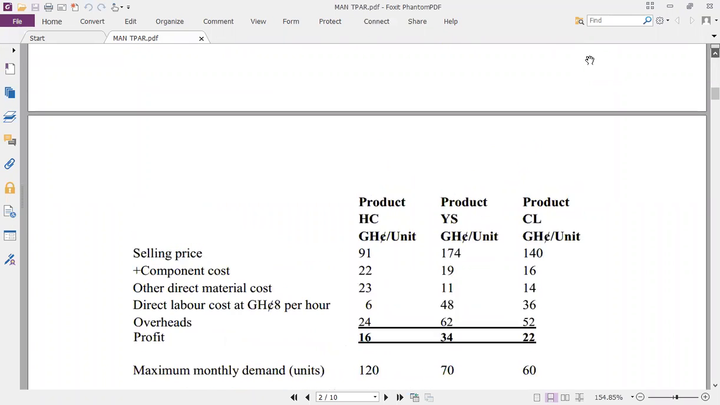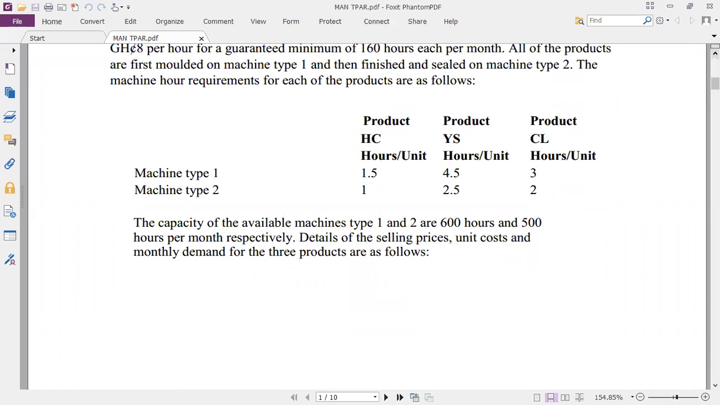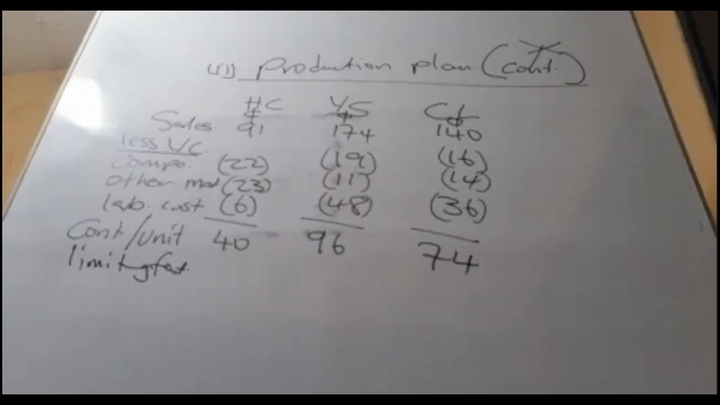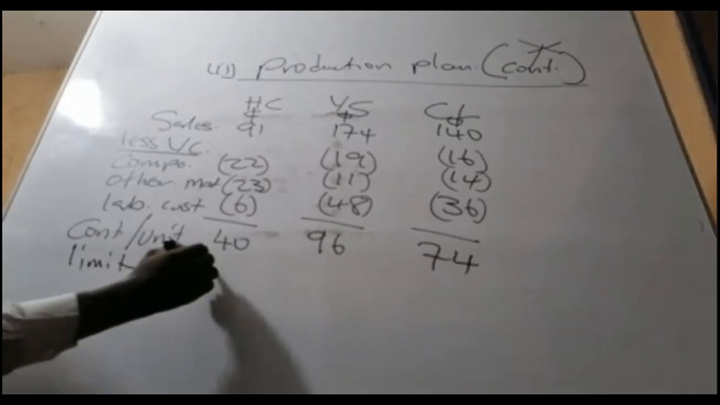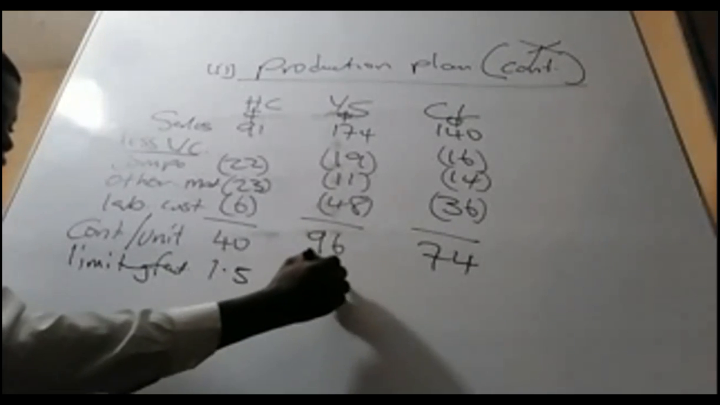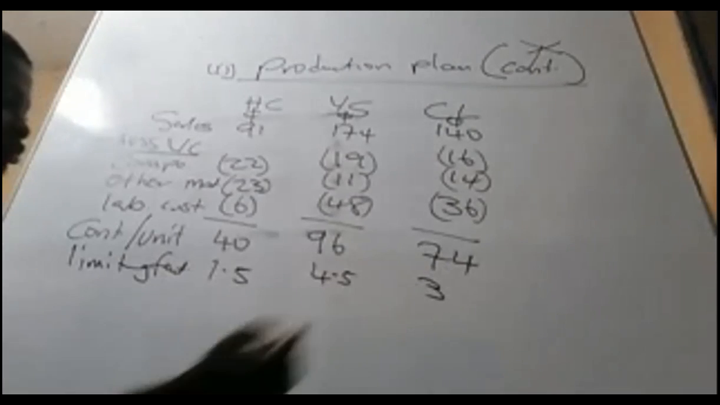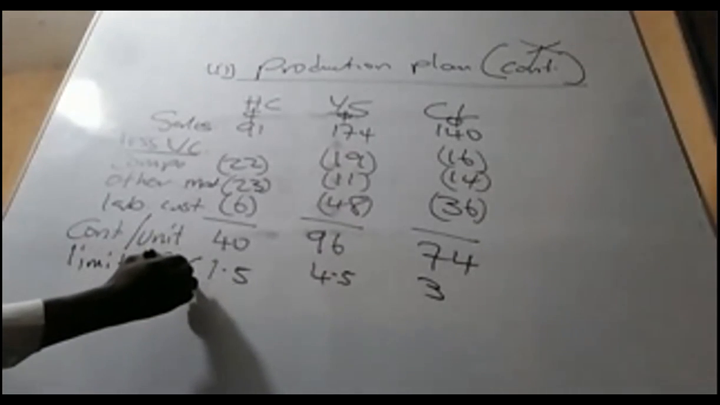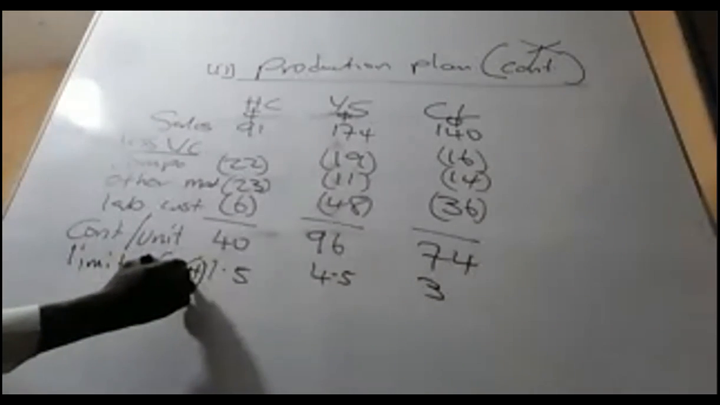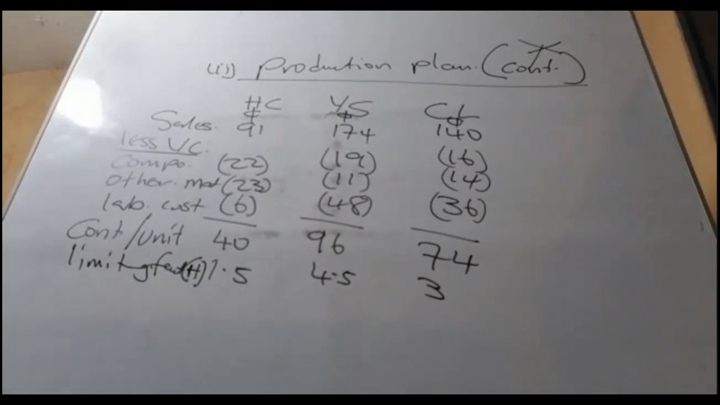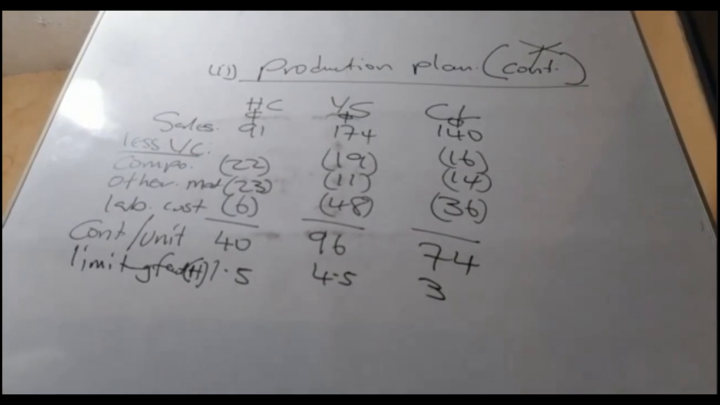Locate machine type 1 in the question. We need 1.5, 4.5, and 3. So here it will be 1.5, 4.5, and then 3. These are in hours, so if you don't want trouble, put H here, representing hours. That's great.